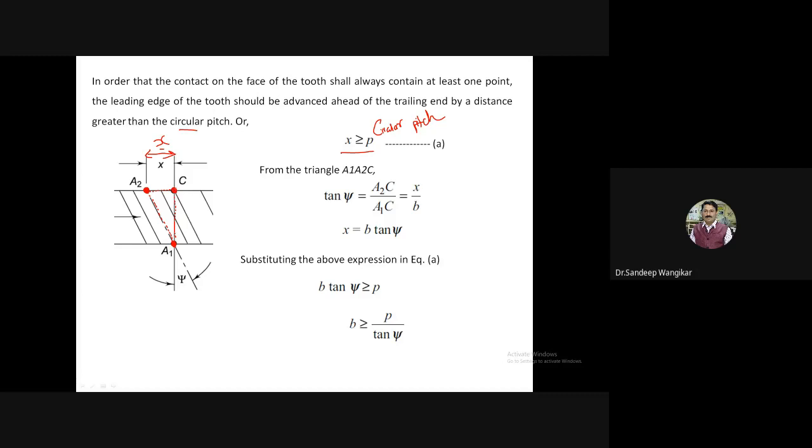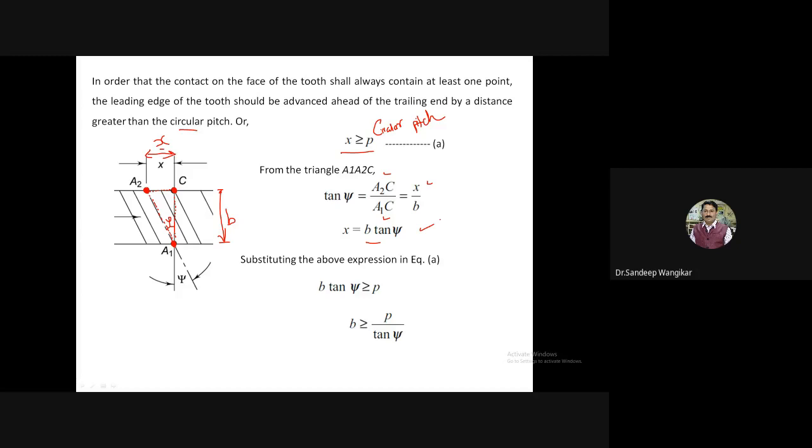So if you consider this triangle, then tan of this angle, I will say this angle as psi as shown. So tan of psi is equal to A2C, the opposite side, divided by A1C. So I can say x divided by, this is nothing but the face width, so x divided by b. So I can say x is equal to b tan of psi.